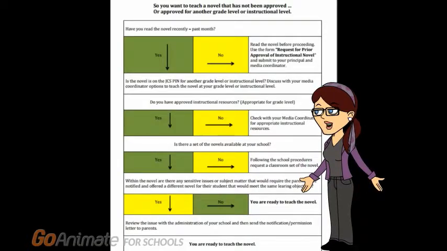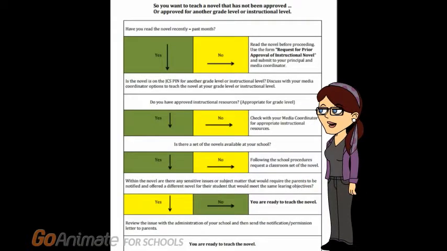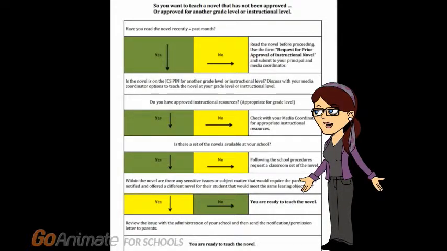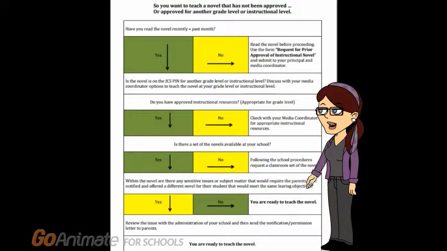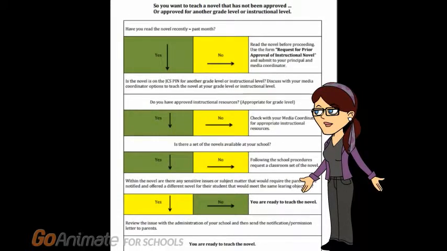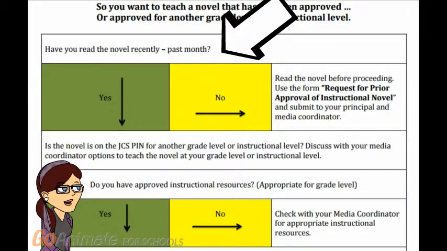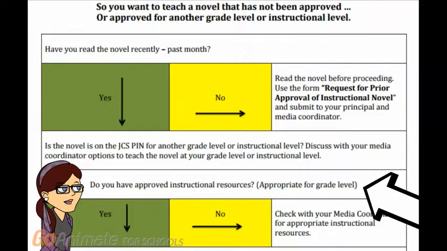This flowchart shows the steps required to teach novels. Don't worry, there are only 4 easy steps, and these steps are designed to help protect you if a parent has concerns. Step 1. Have you read the novel recently? Please don't trust your memory on a novel's content or language. Step 2. Do you have approved instructional resources? This includes handouts and worksheets.